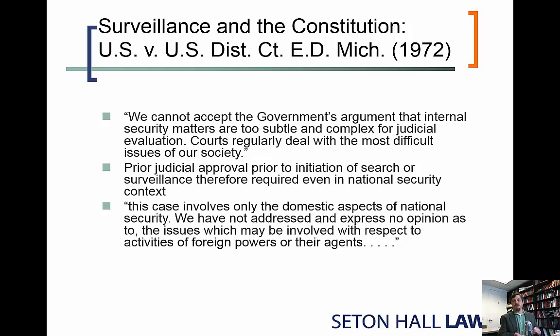The case only involves, the Supreme Court said, the domestic parts of national security. It's not addressing dealings with foreign powers or their agents. We have to make that distinction constitutionally, and we have to make that distinction pragmatically. The courts are well qualified and well experienced in judging whether a U.S. citizen's constitutional rights are being unduly impacted by some kind of surveillance or evidence gathering activity. The courts are not necessarily qualified to judge the decisions made by the executive with respect to foreign powers.